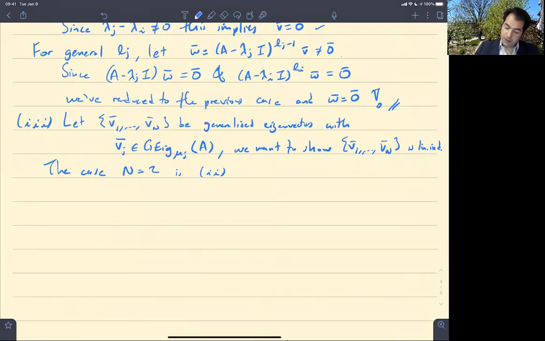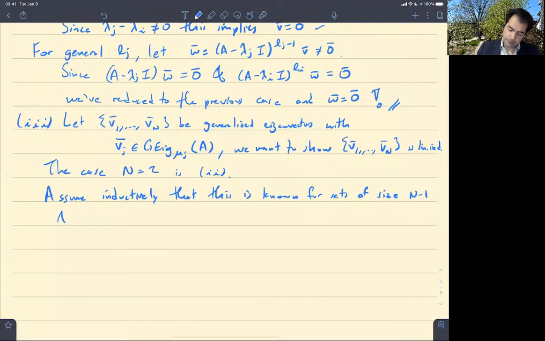So let's do this by induction. Assume inductively that this is known for sets of size n minus 1, and that we have a1 v1 plus up to an vn equal to 0, right? So we take a linear combination, we want to show the coefficients are equal to 0.